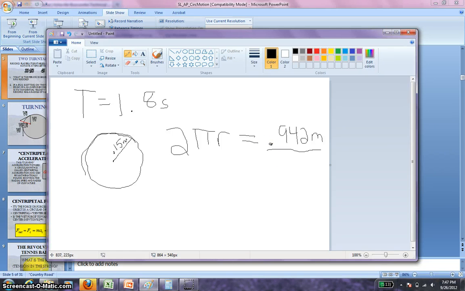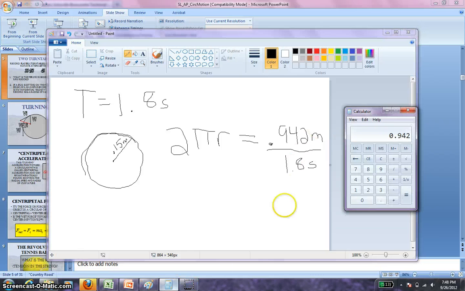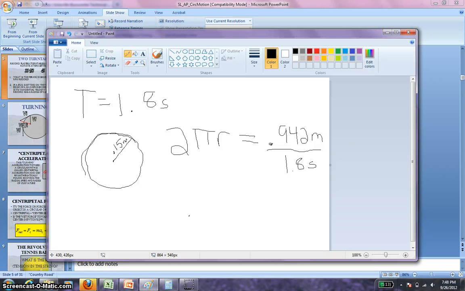And we know that the time it takes is 1.8 seconds. So velocity is just the circumference over the time, or how far you're traveling over the time. Let's pull that up. Take 0.942 and divide it by 1.8, and we get a velocity of 0.52 meters per second. That's the velocity the bug is traveling. We could also say that that is the tangential velocity, since that was the velocity on the very outside of the circle.